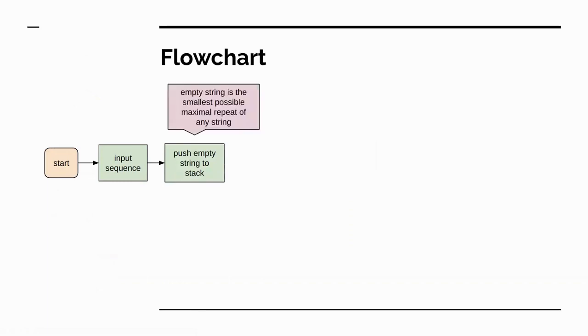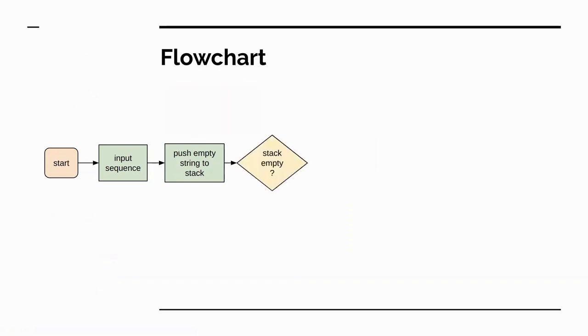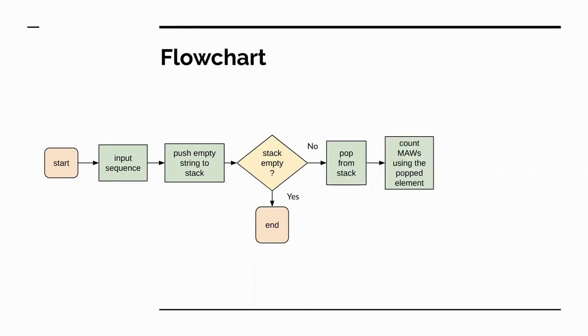Now we will look at the flowchart of the algorithm. So first we will take the sequence as input. Then we will push an empty string to the stack. The reason is that an empty string is the smallest possible maximal repeat of any string. Then we will check if the stack is empty. If yes, then we'll end the loop. And if not, we will pop one string from the stack.